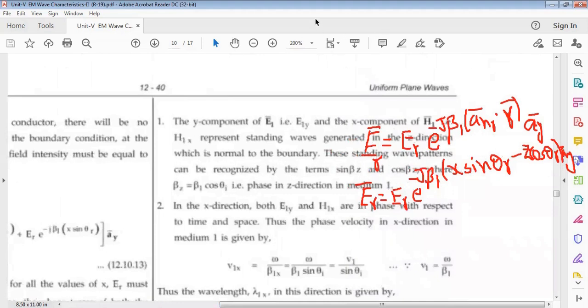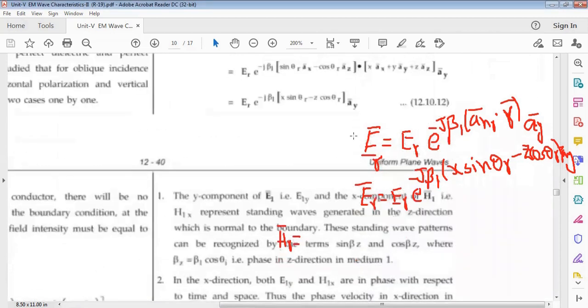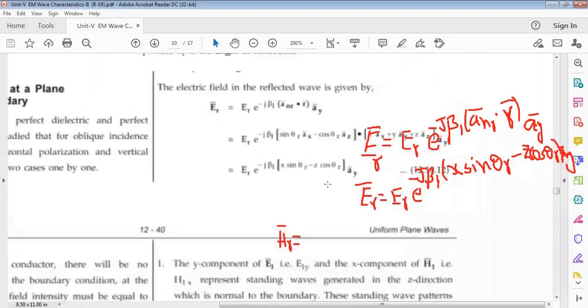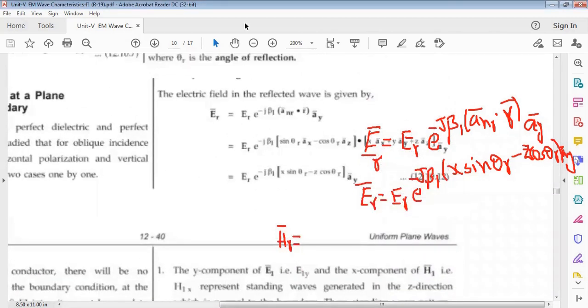Here we can take the magnetic field HR bar is equal to ANR bar cross ER bar divided by eta 1 only.